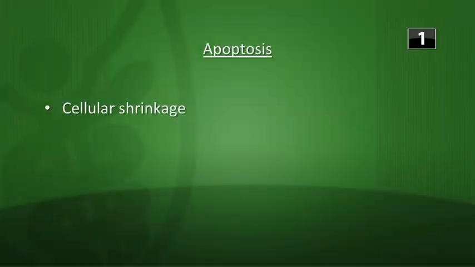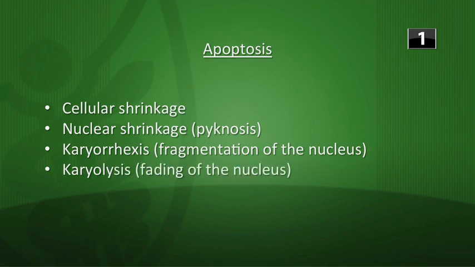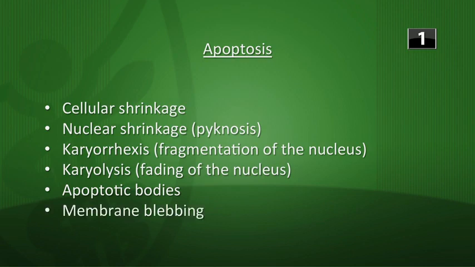It's time for the 3-question warm-up for Foundation 7. Let's get going. What are the characteristic features of a cell undergoing apoptosis? So you have cellular shrinkage, nuclear shrinkage, karyorrhexis, which is that fragmentation of the nucleus, karyolysis, which is fading of the nucleus, apoptotic bodies, and then membrane blebbing.